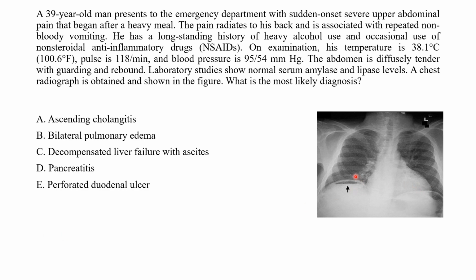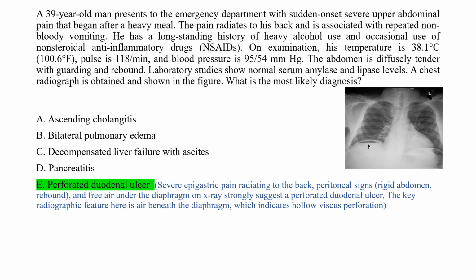Now in the chest radiograph, the arrow pointing here is pointing towards air under the diaphragm, which is a characteristic finding of one condition. The options given here are A. Ascending cholangitis, B. Bilateral pulmonary edema, C. Decompensated liver failure with ascites, D. Pancreatitis, E. Perforated duodenal ulcer.